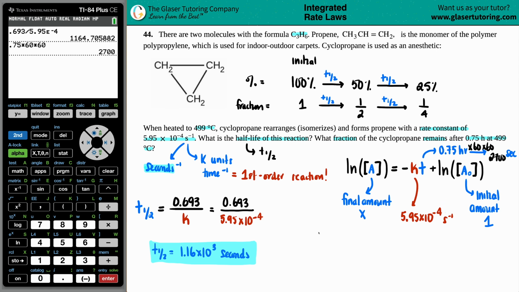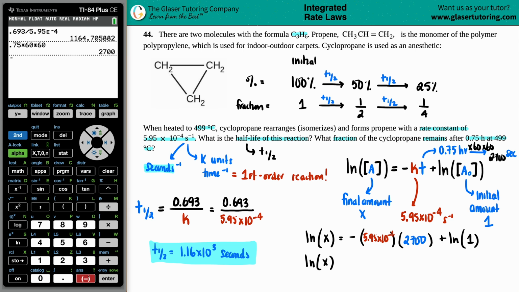All right, let's use our formula. ln of x equals negative those two values, and then I'll say plus ln of 1. Okay, so the k value was 5.95 times 10 to the negative fourth, and then my time was 2700. Now, if you have a TI-84, which I have over here, we could plug all this in in one shot. So that's what I'll do. But if you want to break it down, you can. You should get the same answer as me at the end.